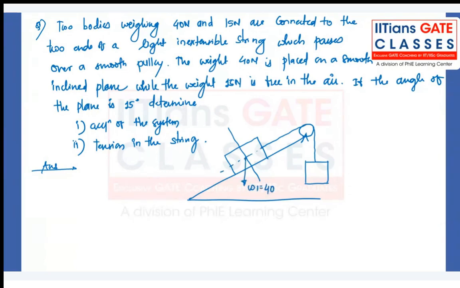Forty Newton weight here, and here it is 15 Newton weight. This is 15 degrees. Acceleration is in this direction. Yeah, solve this question. The two bodies are as shown in this figure. We have 40 Newton weight of block W1, and it's connected to the 15 Newton through this inextensible string that passes over a smooth pulley. The pulley is frictionless here. The angle of the plane is 15 degrees. Acceleration you have to calculate.